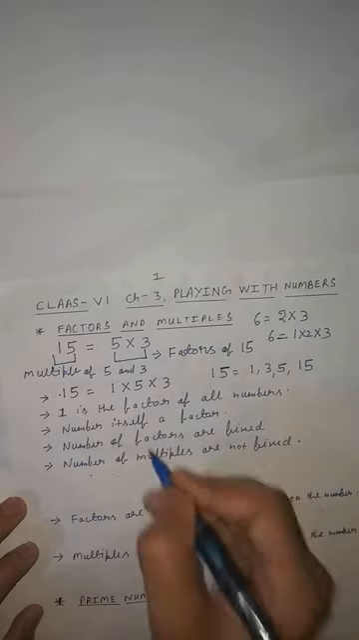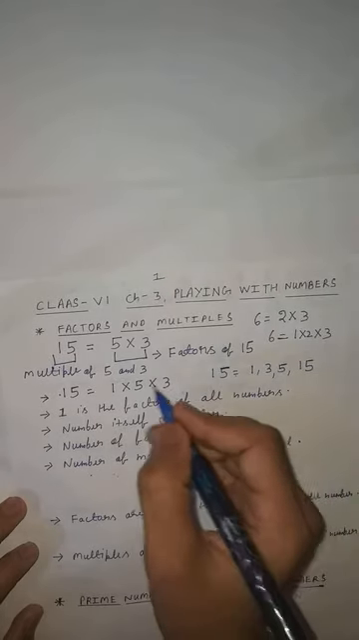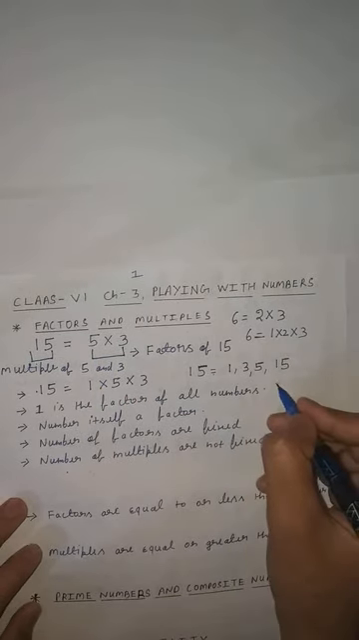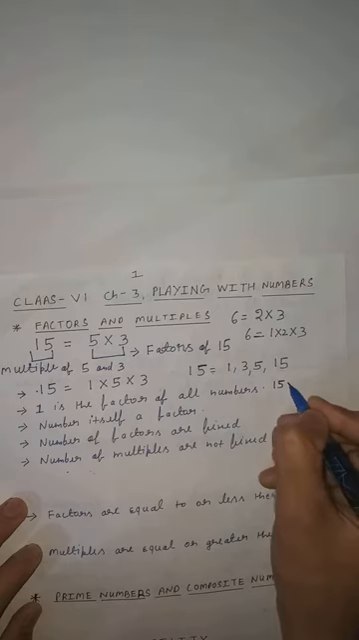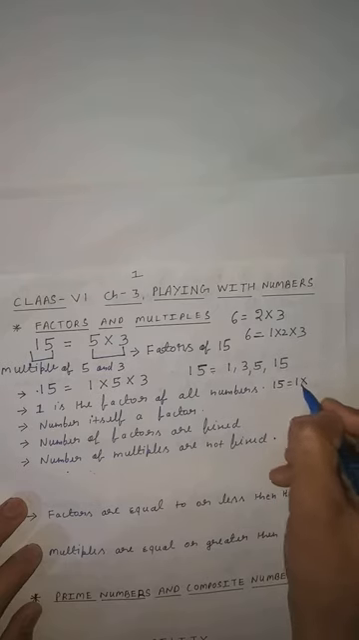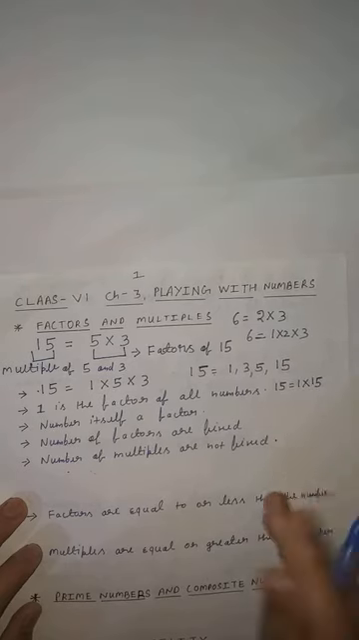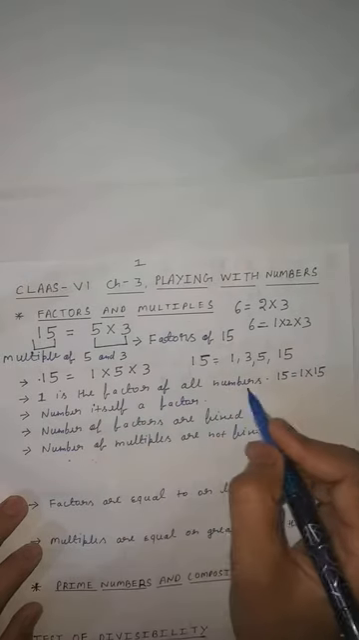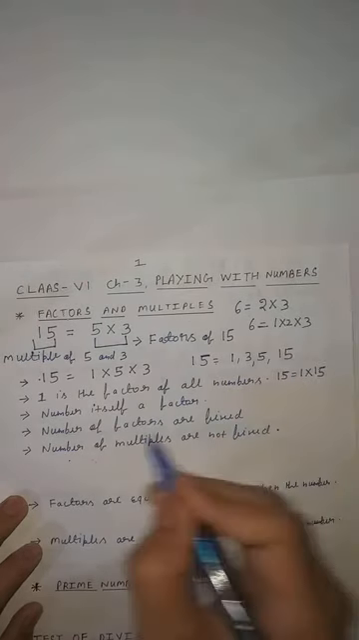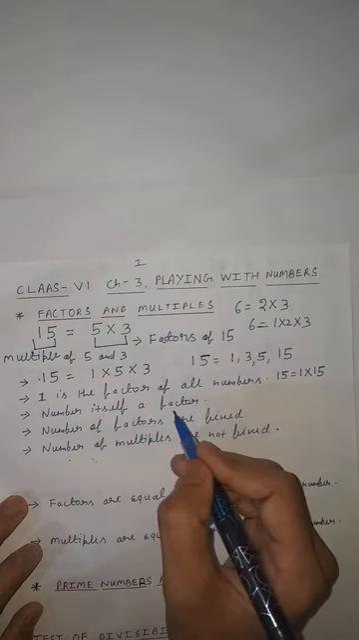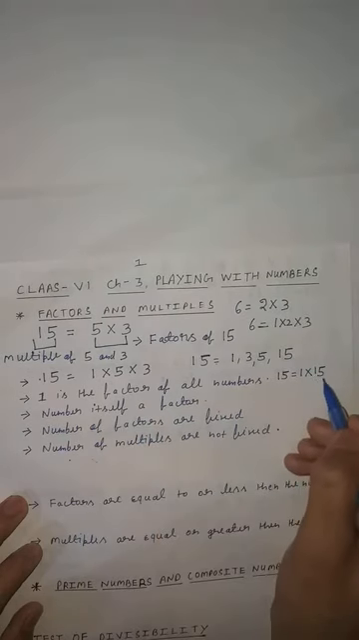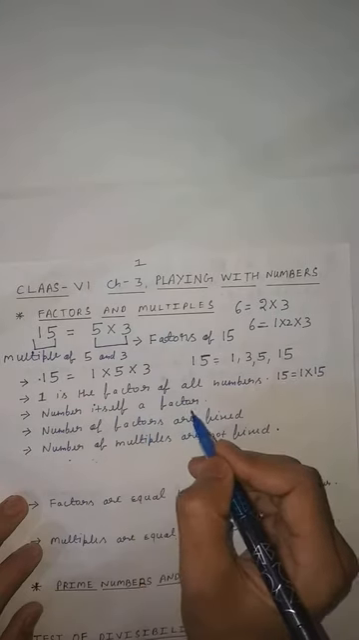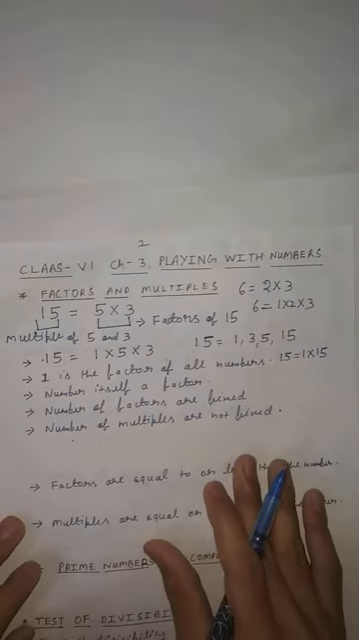Clear, student? So here one question you can ask: sir, why are you writing 5 into 3? Yes, you can also write 15 equal to 1 into 15. So here easily we can prove that 1 is the factor of all numbers, and the number itself is a factor. Here you can see 15 is also divisible by 15. So a number is itself a factor of the number.